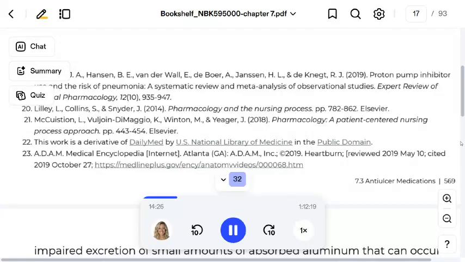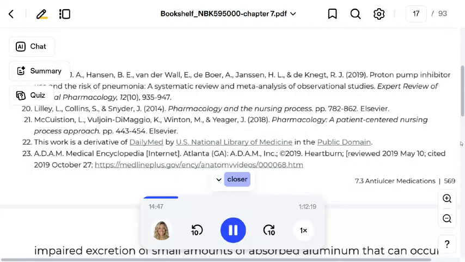An interactive H5P element has been excluded from this version of the text. You can view it online here. This work is a derivative of Daily Med by U.S. National Library of Medicine in the public domain.